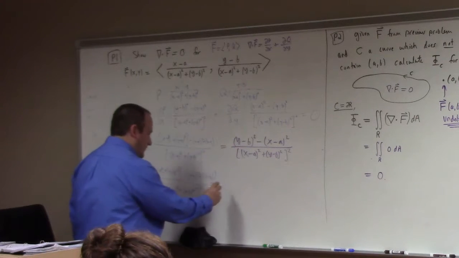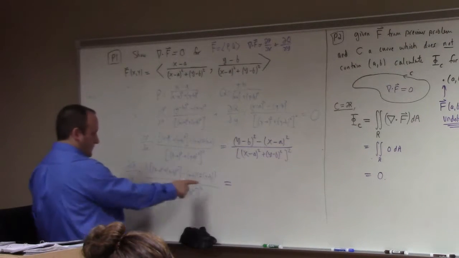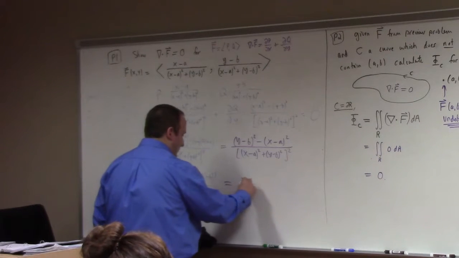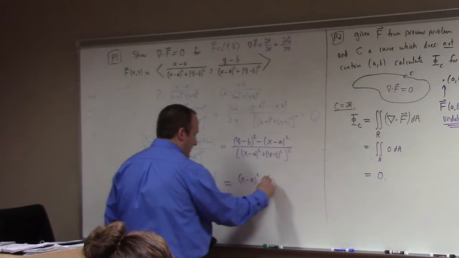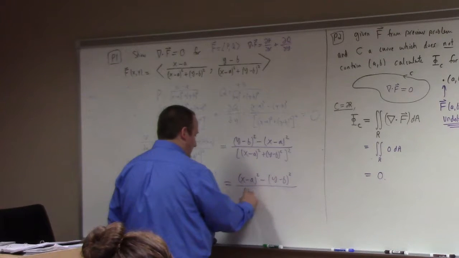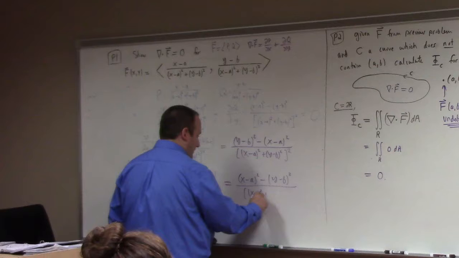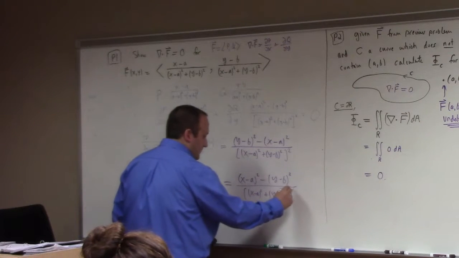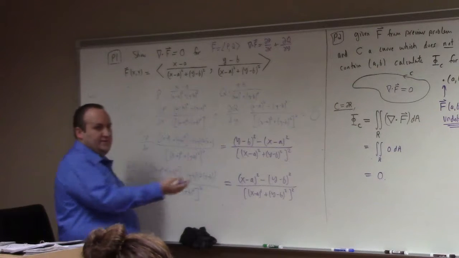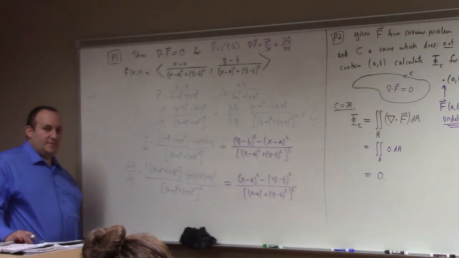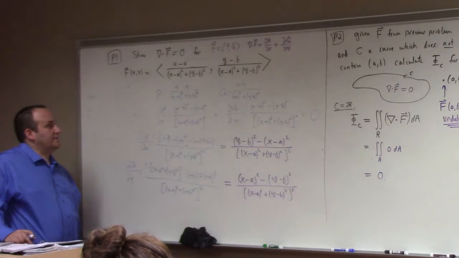On the other hand, partial Q, partial y, through a very similar calculation, works out to (x minus a) squared minus (y minus b) squared divided by the same denominator. Both of these are by the quotient rule and the chain rule. So when you add these two expressions together, what do you get? A big fat 0.